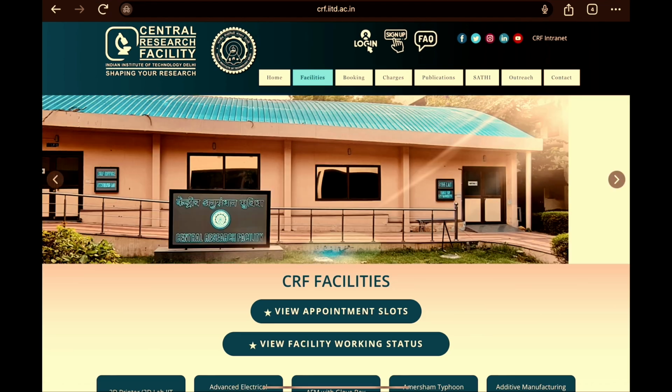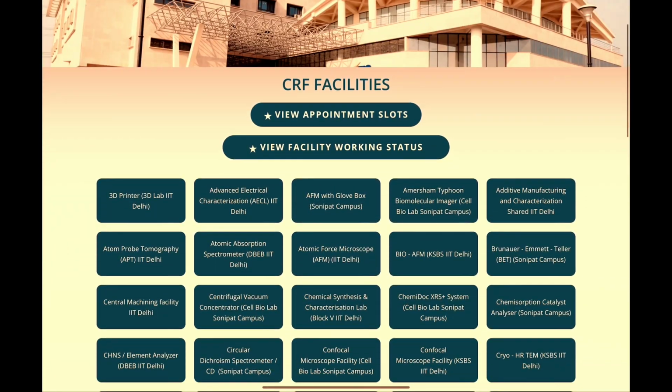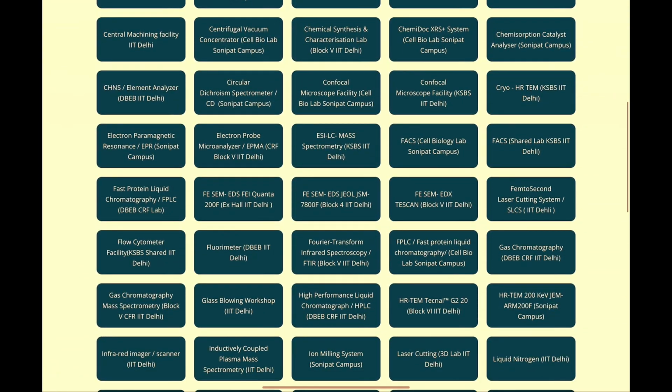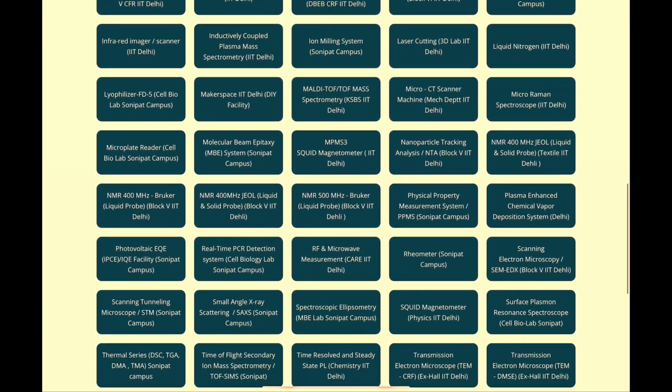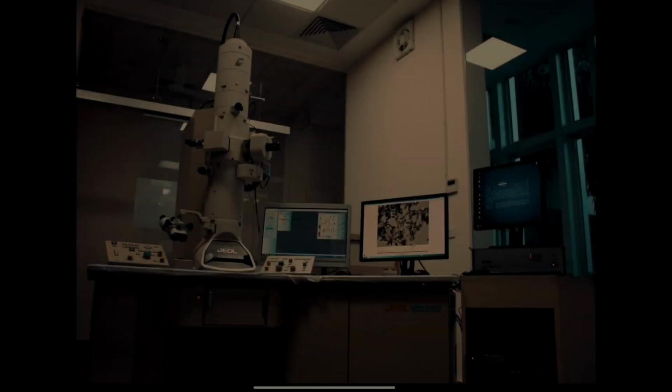CRF is an inseparable part of IIT Delhi because it has various eminent equipment that are used by many national, international, academic and industrial users.